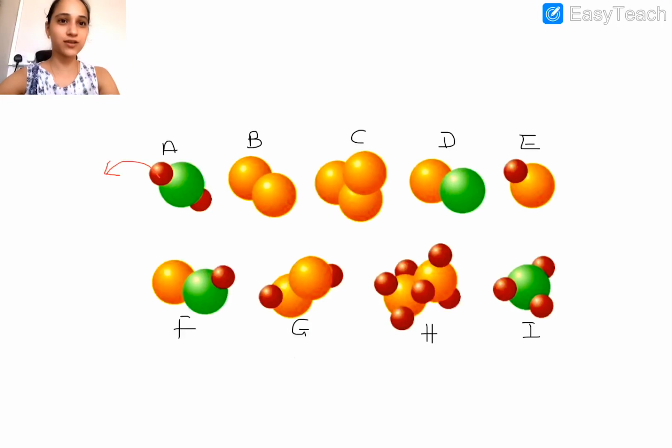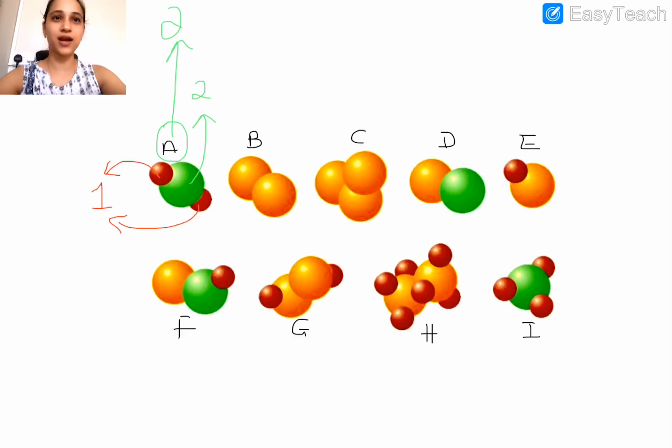So that's one kind of atom. So these two, they are the same. So let's say it's element 1, okay? And then the green one, that's going to be element 2. So how many different types of atoms are there here? So A has 2 types of atoms, okay?